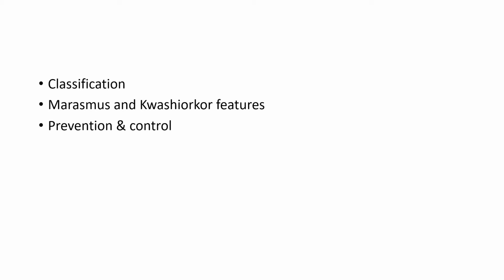So these are the topics I will be talking about: classification of PEM, marasmus and kwashiorkor, some of the cardinal features and essential features of this end of protein energy malnutrition, and prevention and control measures.